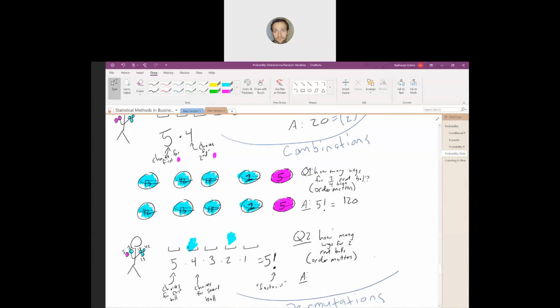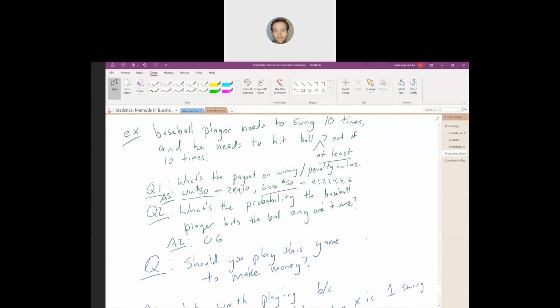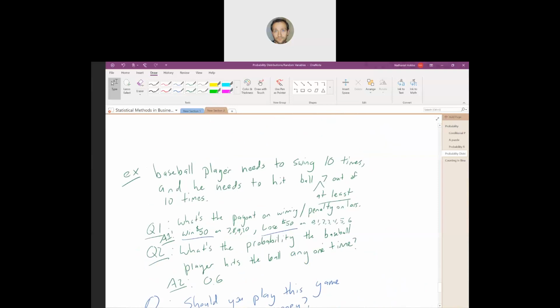So there was this example from last time about a baseball player. And we'll get back to this. I really like this example. It's a good one.